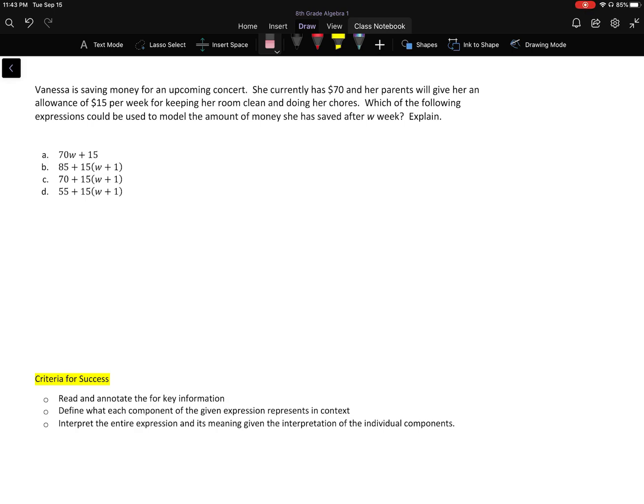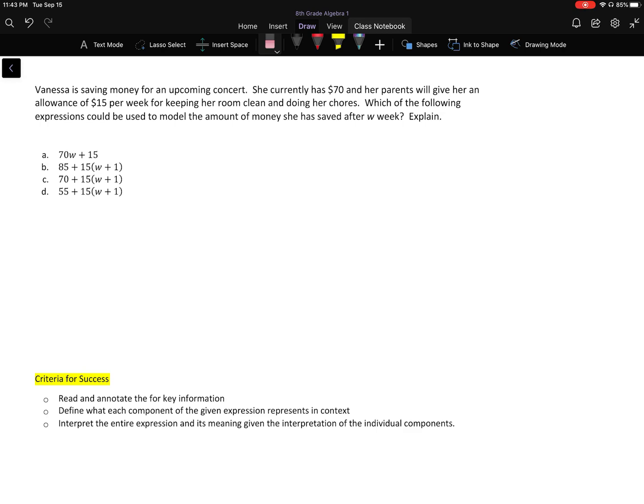The interaction with new material problem reads: Vanessa is saving money for an upcoming concert. She currently has $70 and her parents will give her an allowance of $15 per week for keeping her room clean and doing her chores. Which of the expressions could be used to model the amount of money she has saved after W weeks? Explain.